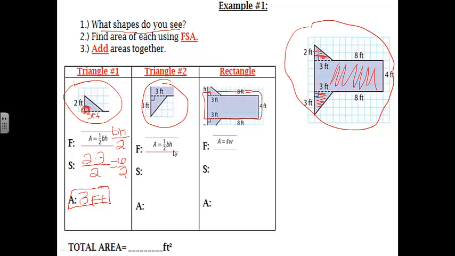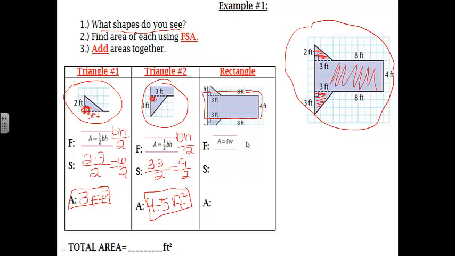Now let's do another shape, which is another triangle on here. I'm going to rewrite my formula, base times height divided by 2. Here our base and height are connected by the right angle. So we have 3 times 3 divided by 2, which would be 9 divided by 2, which is going to give me a decimal, 4.5 feet. Oh, I forgot to put squared. Gotta remember to do that.